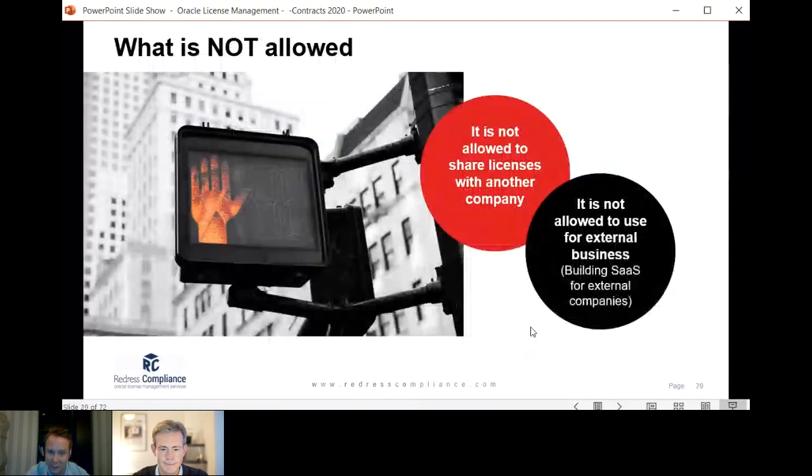So what is not allowed? It is not allowed to share licenses with another company. It is not allowed to use for external businesses, building software as a service solutions. It's very important, and I would call these the biggest or the most important things about the Oracle Master Agreement.